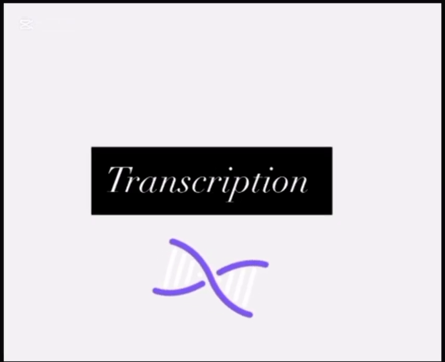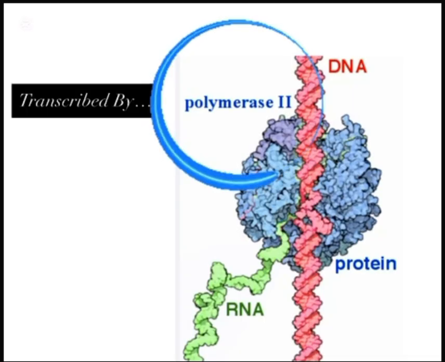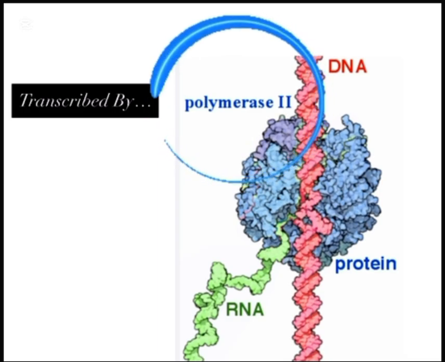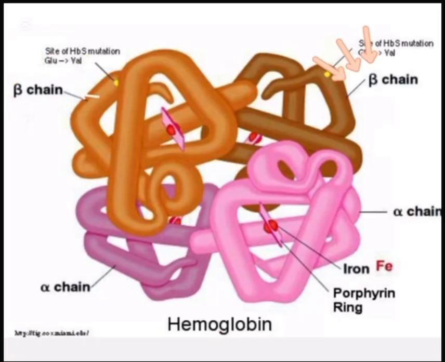Next, when discussing transcription, we find that it occurs in the nucleus, producing pre-mRNA. The HBB gene is transcribed by RNA polymerase II, regulated by the LCR and various other transcription factors. LCR stands for the locus control region, which is the regulatory region upstream of the beta-globin gene cluster. Diving deeper, beta-globin is a subunit of hemoglobin that the gene HBB codes for, helping control the expression of genes within the cluster.